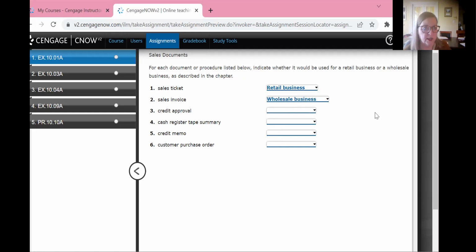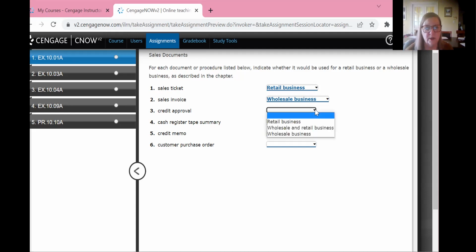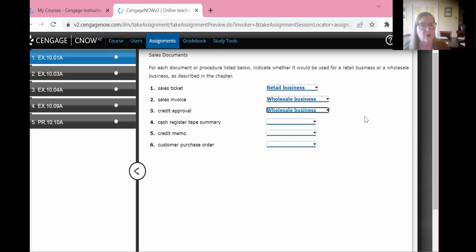What's the difference between a ticket and an invoice? One is just the term they use for the retailer to sell to their customer, the end customer, and the invoice is the sales report they do to record the wholesaler selling to a retailer. But anyway, credit approval is normally the wholesaler.